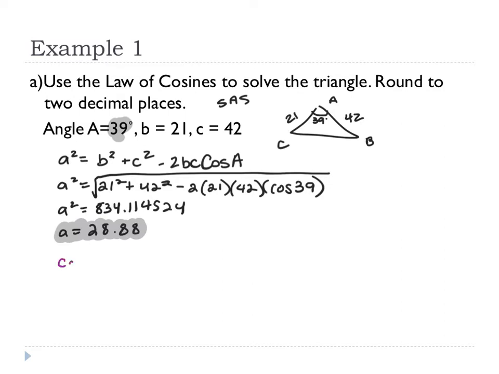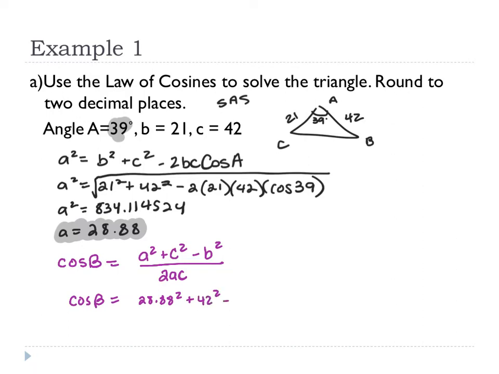So let's say I do cosine of B. That's the other 2 letters first. So A squared plus C squared minus B squared over 2AC. So the cosine of B equals A, which is 28.88 squared plus C, 42 squared, minus 21 squared over 2 times A times C.